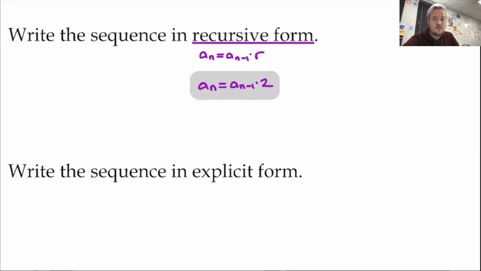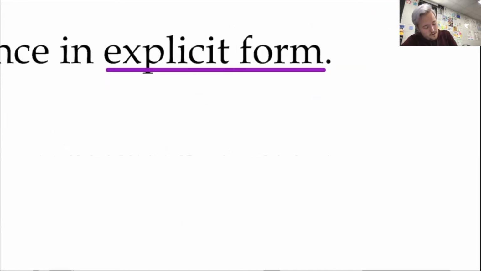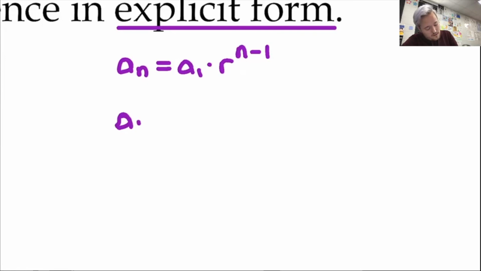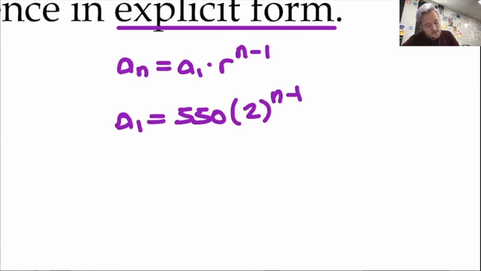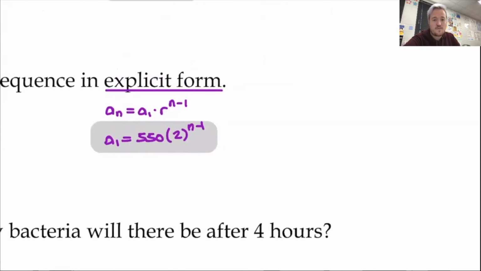And now we want to write the explicit form. So the explicit geometric form. Here, we're going to have a of n equals a of 1 times r to the n minus 1. Your first term is 550 bacteria, and it's going to double every hour. So this is your geometric explicit form: 550 times 2 raised to the n minus 1.